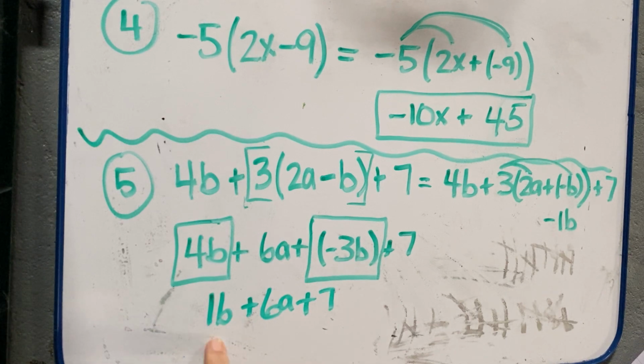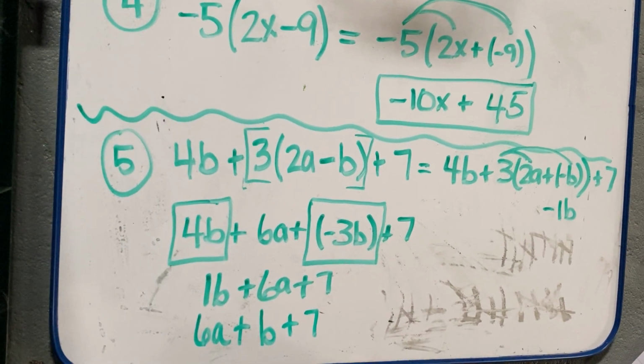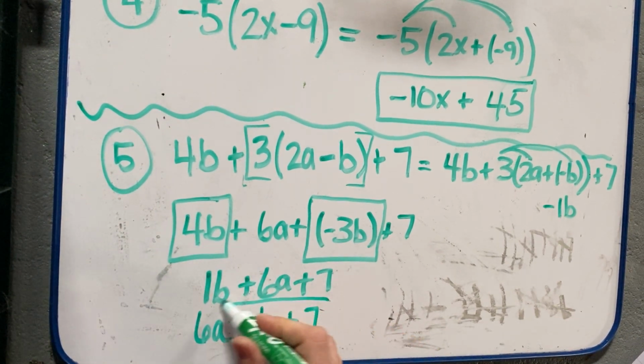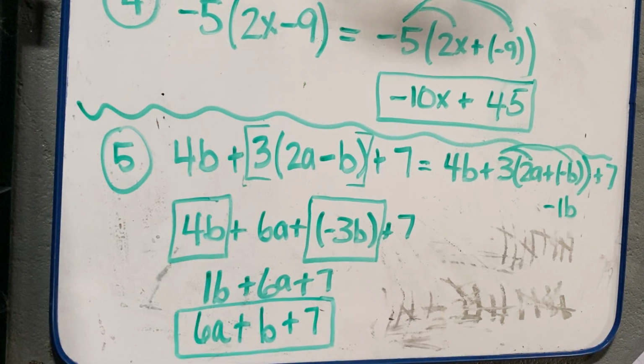I like to write these in alphabetical order, so I'm just going to rewrite it. This is simplified, but I'm going to rewrite it. So we have 6a plus, we don't need that 1 in front of the b, so I'm just going to write b plus 7. So this is just the exact same thing written out. And there you go.